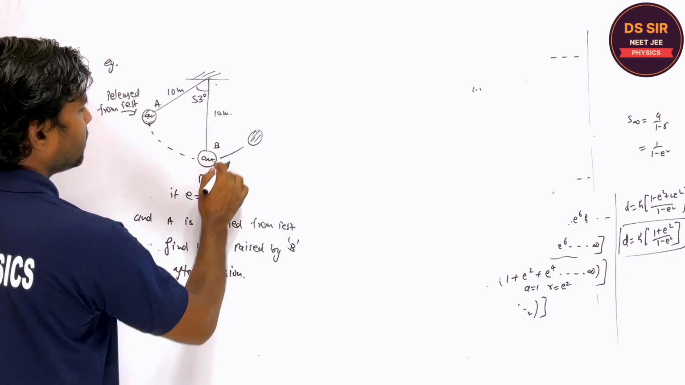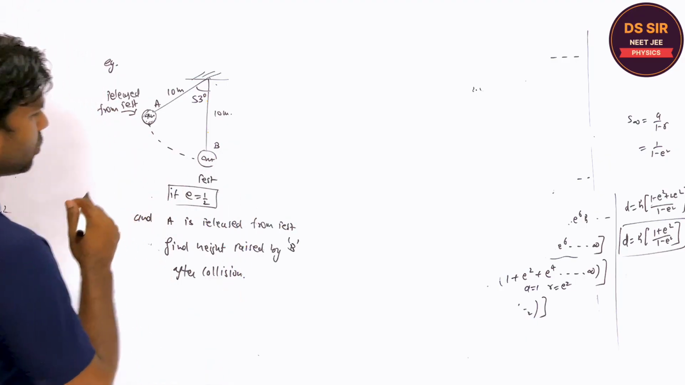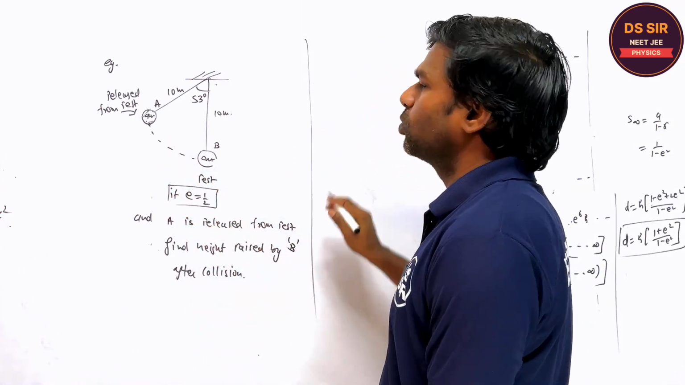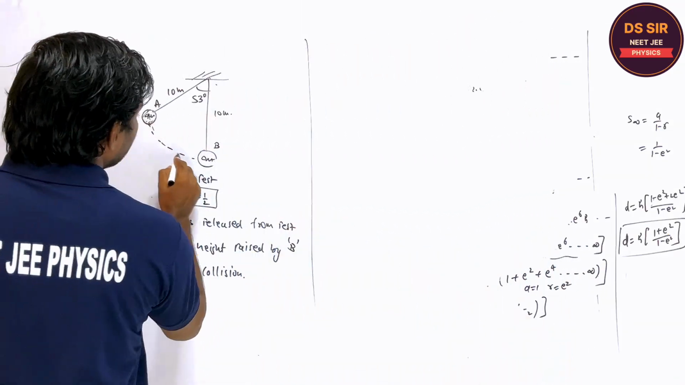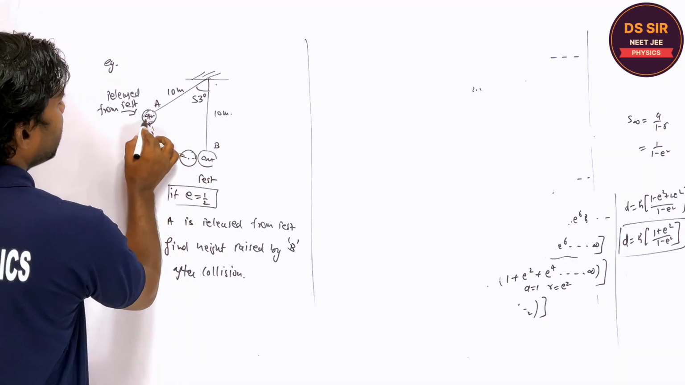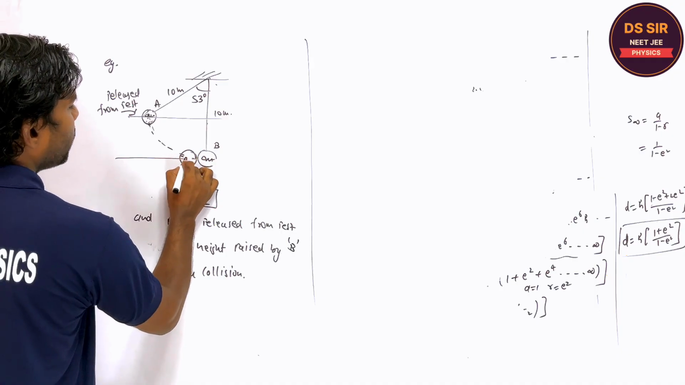If the coefficient of restitution given in this question is e. This is the question, copy this. So how to solve this question? There is an inelastic collision. When it comes over here, it will acquire some velocity. First, we have to find the speed acquired by the 4m mass.